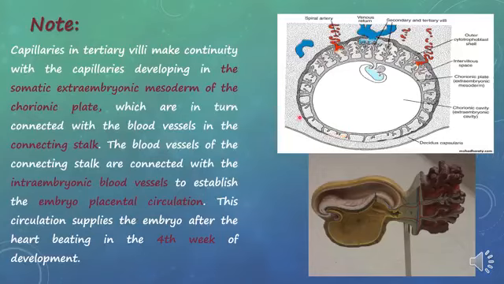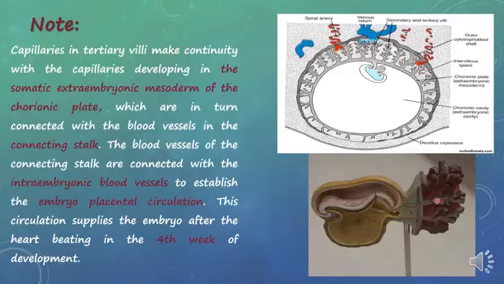Now the embryo-placental circulation begins. The capillaries in the tertiary villi connect with the blood vessels of the somatic extra-embryonic mesoderm of the chorionic plate, and the blood vessels of the chorionic plate connect with the blood vessels of the connecting stalk. The blood vessels of the connecting stalk connect with the blood vessels of the intra-embryonic embryo and establish the embryo-placental circulation.